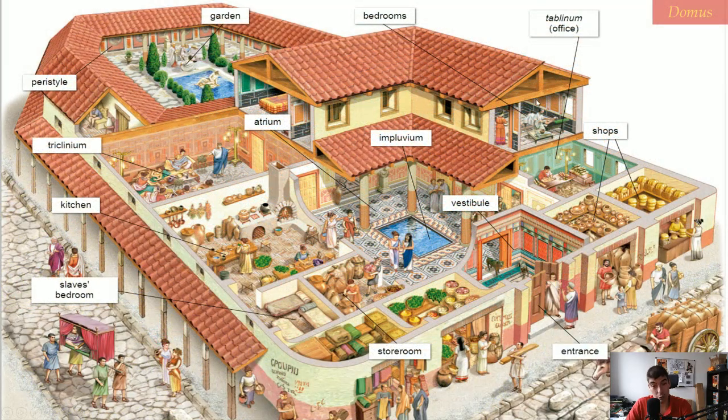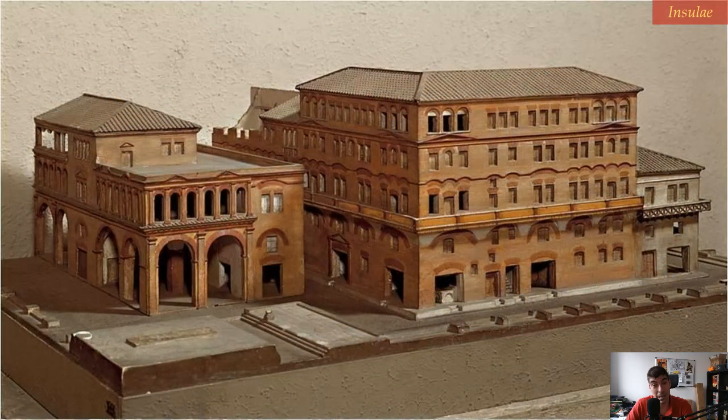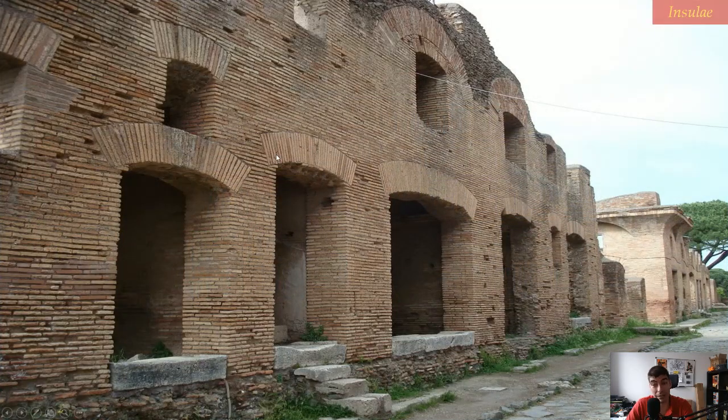This is a domus, a house for the rich, for the patricians, as you can see, with many rooms, with storages, with vestibules, the impluvium, which was this little pool, with gardens, with these living rooms, all with a lot of luxury. And this is an insulae, the house of the poor, which had several floors. And this is a real insulae, the remains of the real insulae.